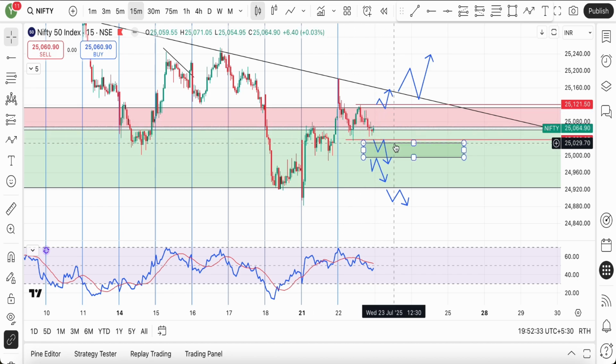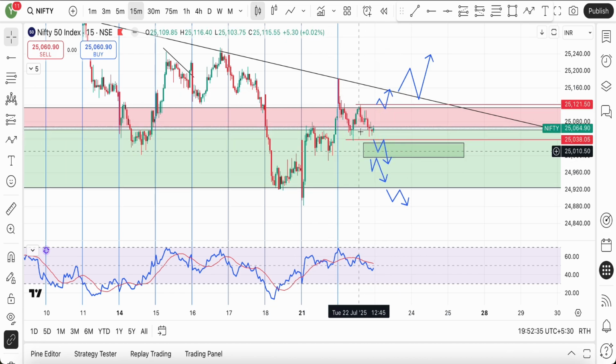One more scenario which can be there, because we are pretty near to a support zone as well.